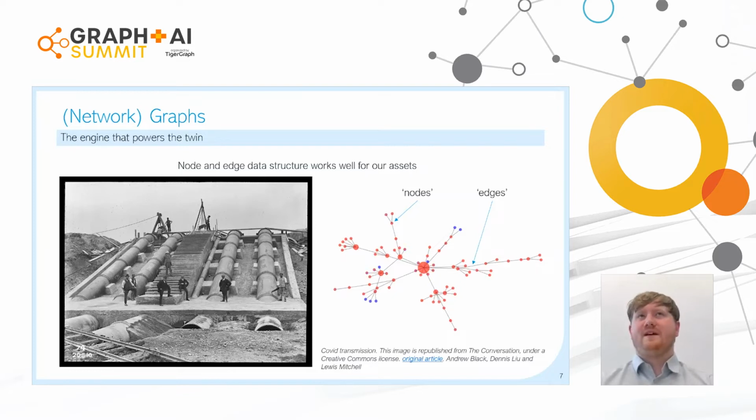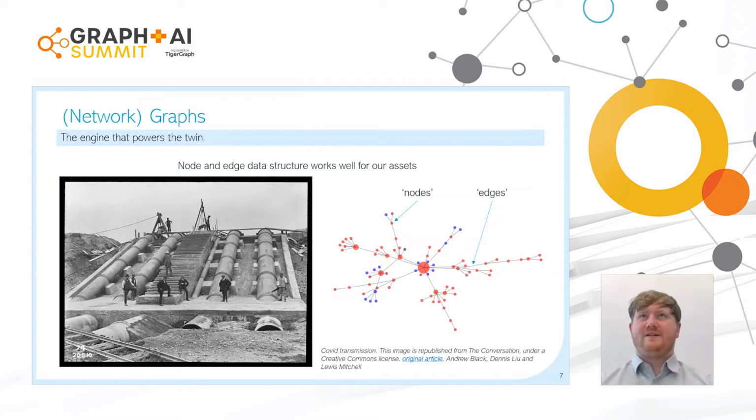We have on the left-hand side a picture of some of the assets which we have, those being buried underneath the ground, so difficult to see, but here is an example of when they were first laid. And those can easily be represented as edges of a graph. And then we also have a number of point assets, whether those be sensors, pumps, valves, the physical locations where those assets are, and those can be represented as nodes.